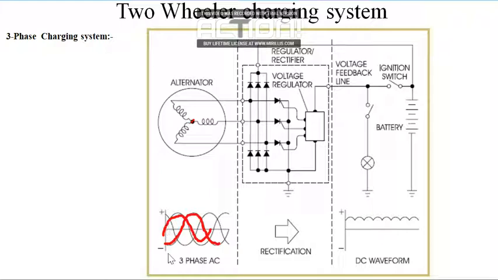So these are three-phase AC waves, and this is a single-phase DC waveform. This three-phase supply gets rectified into a single DC waveform. So we have converted it into DC. It is very complicated to imagine all three coils at one time, so just focus on one; the others will take place in the same manner after 120 degrees of phase angle.